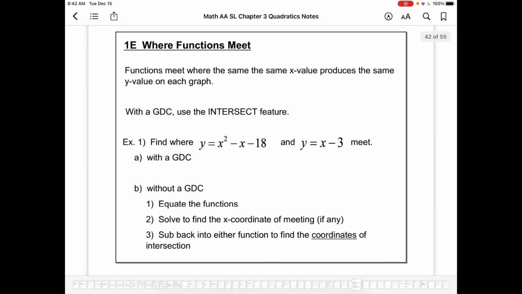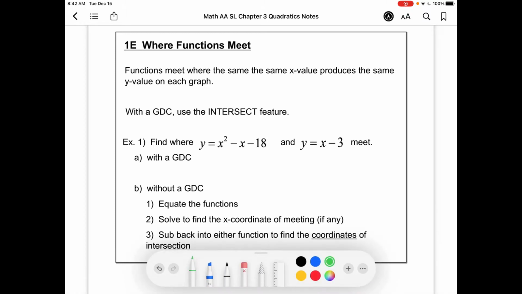Hi folks, here we go with the last little section before the break, and this is on where functions meet, or where they intersect. Functions meet where the same x value produces the same y value on each graph. With the GDC, it's pretty easy to find where functions meet. You just use the intersect feature.